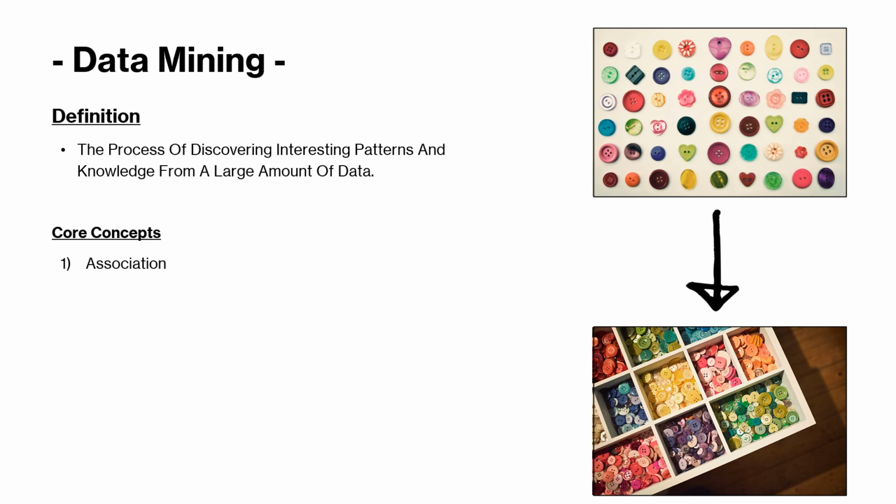Some of the core concepts of data mining: association, so identifying relationships between variables within data sets. I can attribute this to market-basket analysis and products that are frequently bought together. Classification, assigning data into predetermined categories or classes, often using machine learning algorithms like decision trees or neural networks.